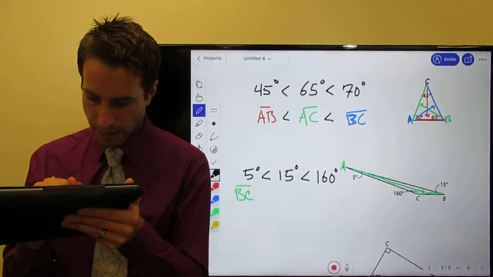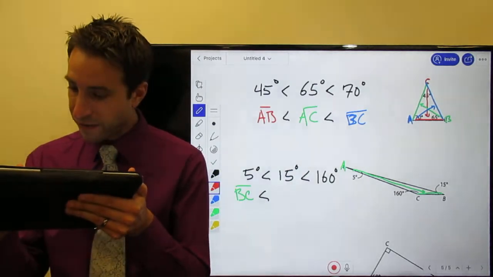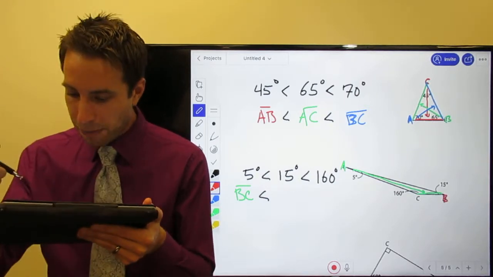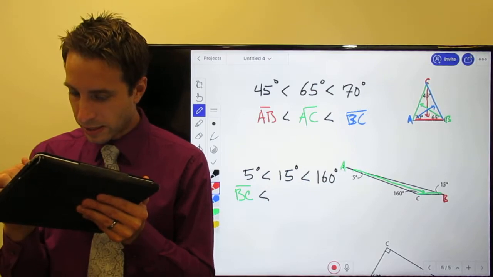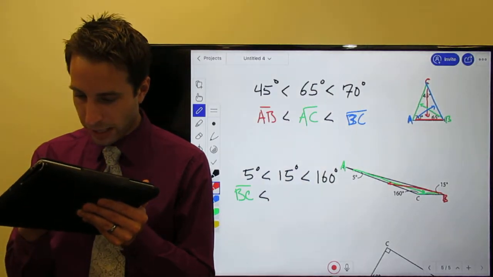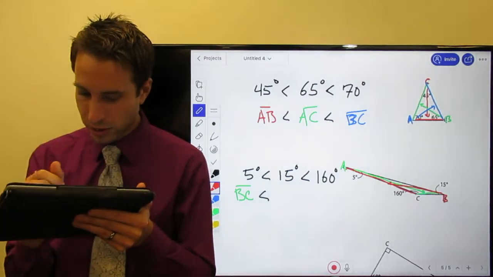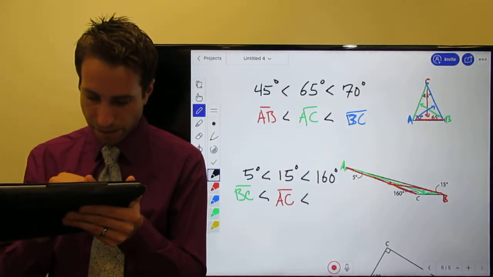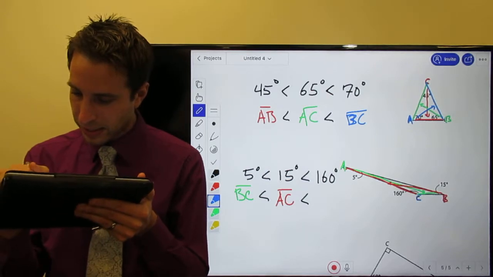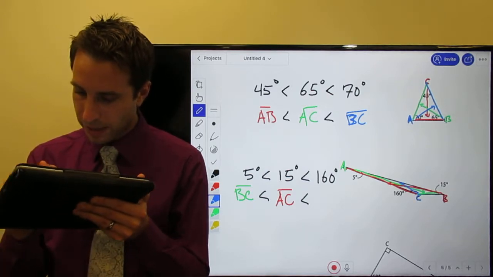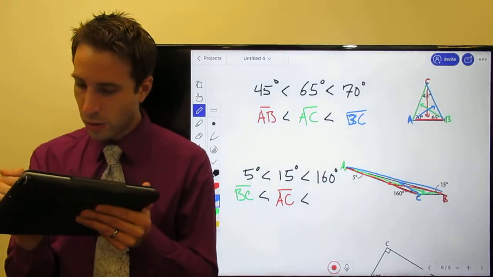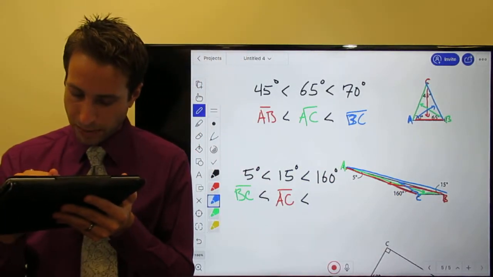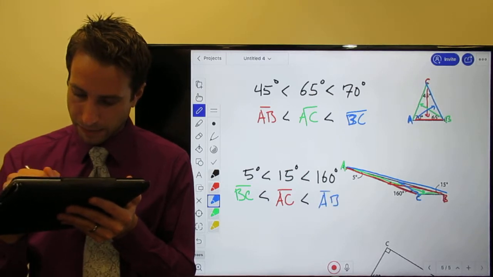Boom. Okay, keep going. 15 is my next, so B is 15. It's going to be opposite my next shortest side, which would be this guy right here, which is AC. Okay. And then finally, my biggest angle is C, which is going to be opposite the longest side, which in this case I think is pretty easy to see. That's the longest side, which would be AB.